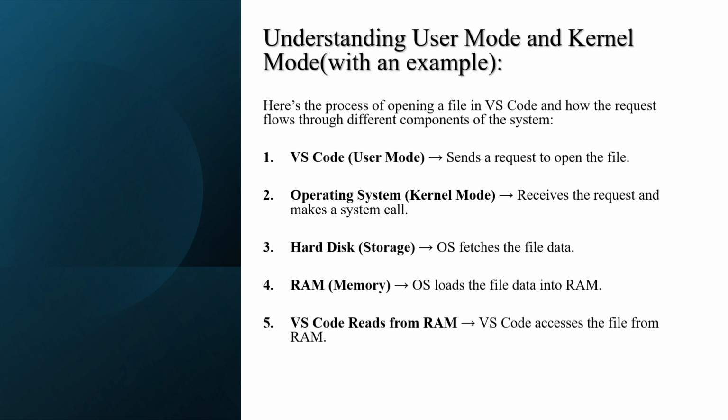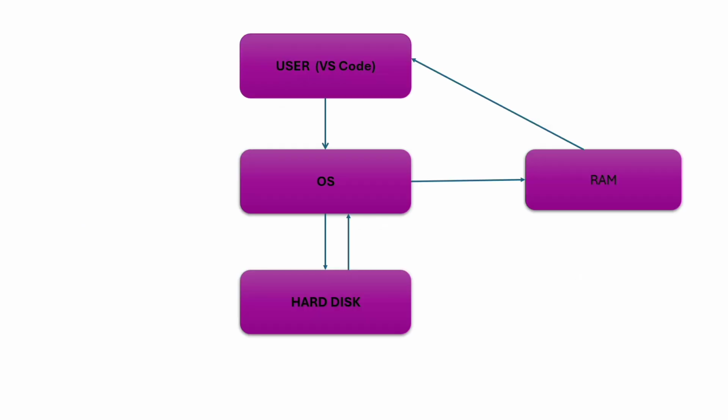What is the kernel? A kernel is the core software of the operating system which is mainly responsible for hardware access. So the operating system, upon receiving the request from VS Code, fetches entire data from the hardware, that is the hard disk. Once it fetches the entire data, it loads it into the RAM, and from this VS Code can access the file data.